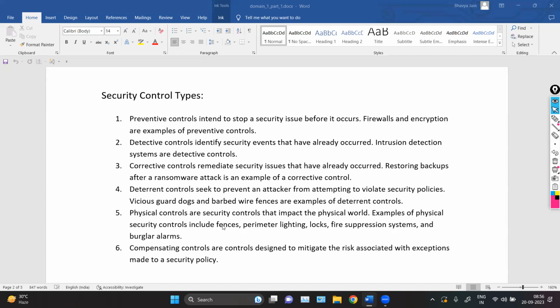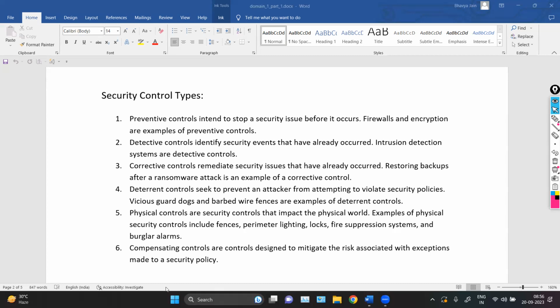Then we have corrective controls, which deal with security issues that have already occurred. Restoring backups after a ransomware attack is an example of a corrective control. Now we are making the correction. Let's say you have identified that there's a data breach in my system. Someone applied your username and password and was able to enter your system. Now the attacker knows your username and password, and can gain access.